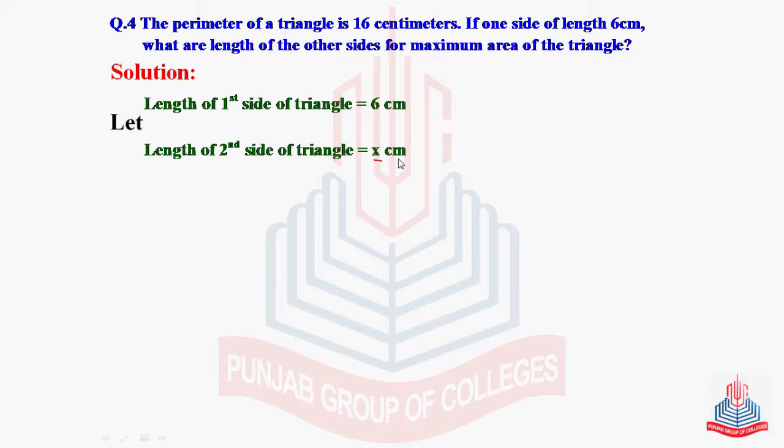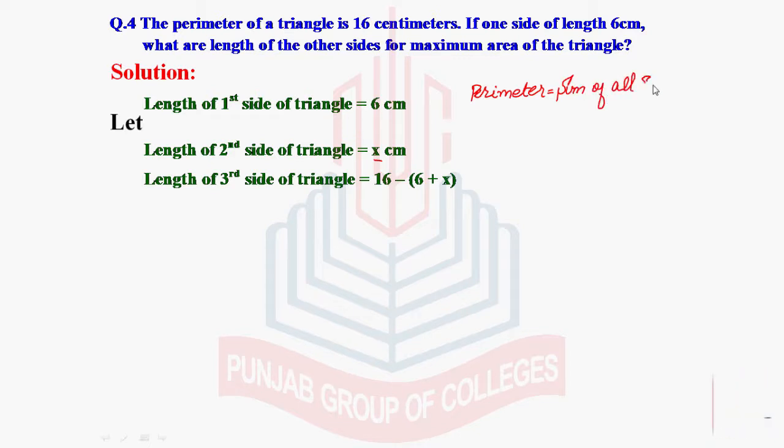As given, one side is 6 centimeters and we suppose that the second side is x centimeters, and the third side of the triangle will become 16 minus 6 plus x, as the perimeter of the triangle is the sum of all sides.